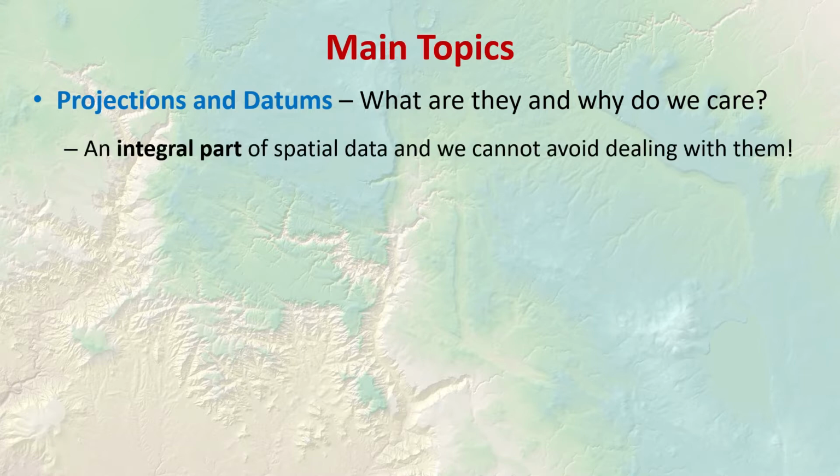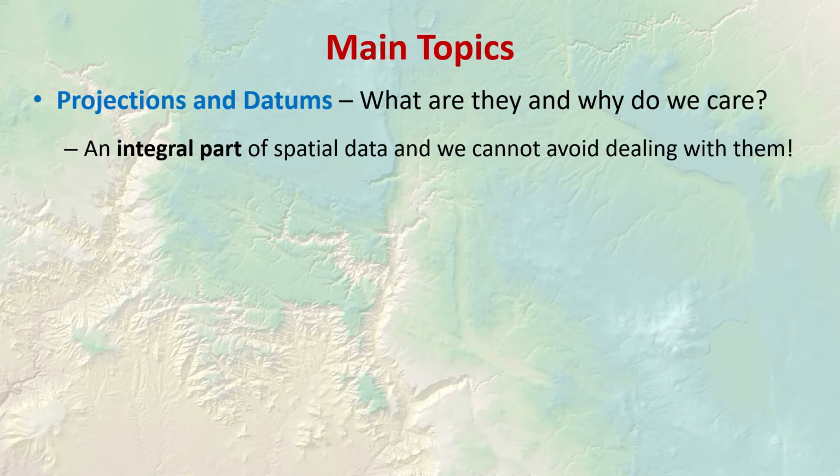Projections are an extremely important part of GIS, and we have to understand them. They are an integral part of spatial data. We cannot avoid dealing with them. Just the simple fact that the data are spatial means they have to have some sort of coordinates that locate them in space, and this implies some coordinate system that they exist in.